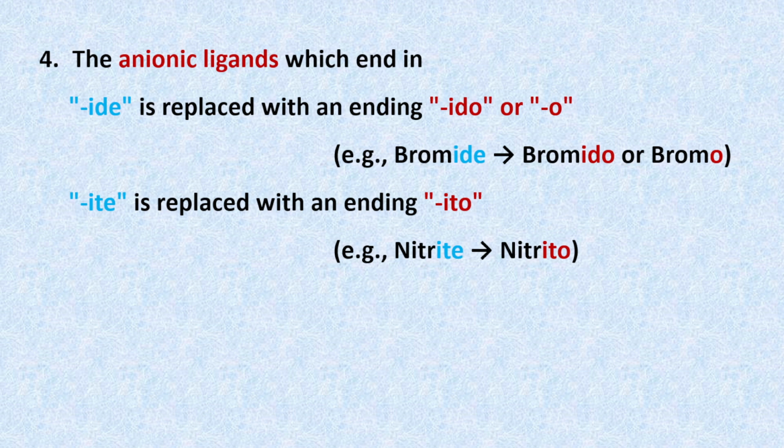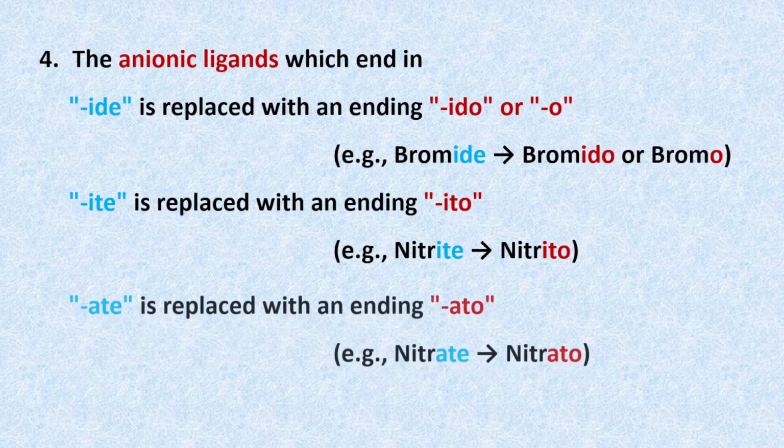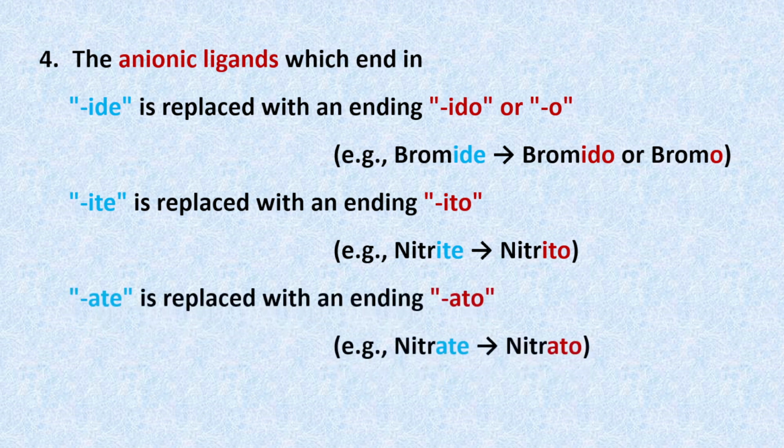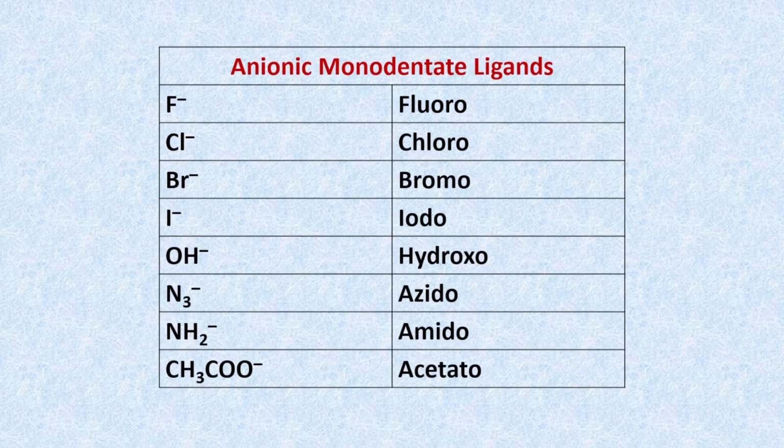"-ite" is replaced with an ending "-ito". For example, nitrite changed to nitrito. "-ate" is replaced with an ending "-ato". For example, nitrate changed to nitrato. These are some examples of anionic monodentate ligand.